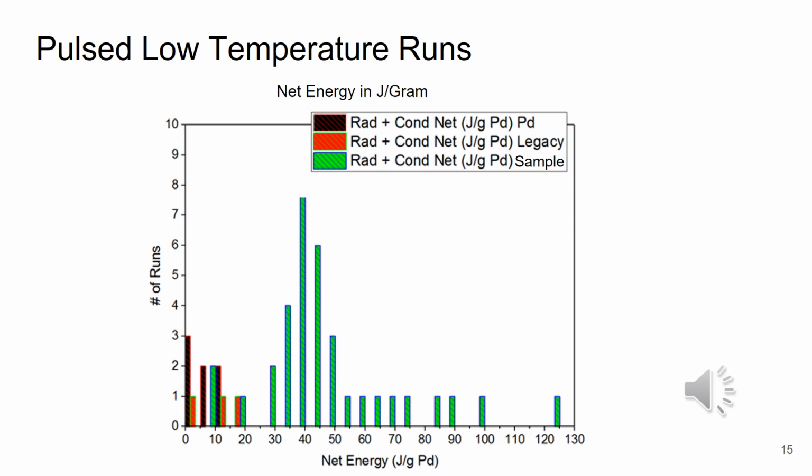Here the results are shown in terms of joules per gram of palladium. You can see that the NW particles produced a number of runs in the 40 to 50 joules per gram, but ranged all the way up to around 125.